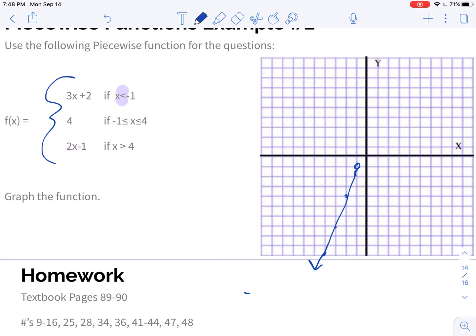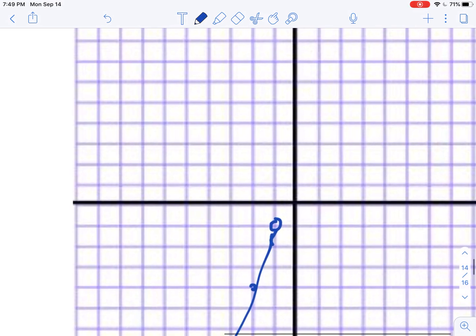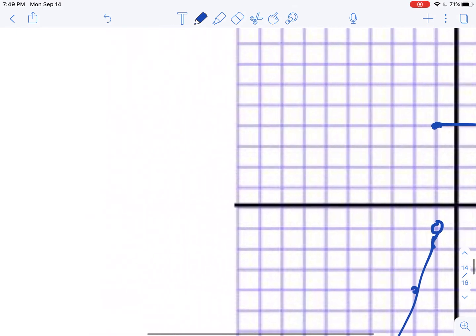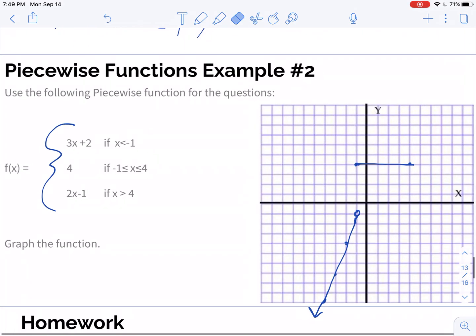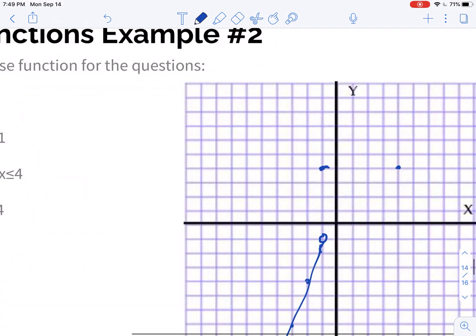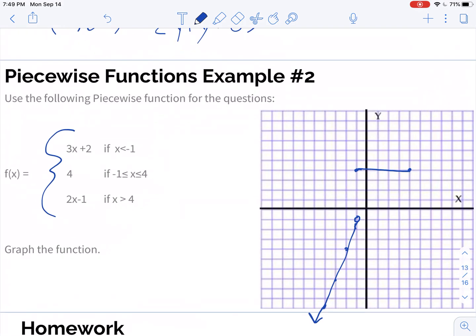Next one's really straightforward. Y is equal to 4 from -1 to 4. It starts at -1, and it goes all the way to 4, and both of these are closed circles because we can see the greater than or equal to for both of these. So I have a constant function that goes across these 2 points from -1 to 4, closed circles because they're both or equal to, and then I just use that function in terms of my x.